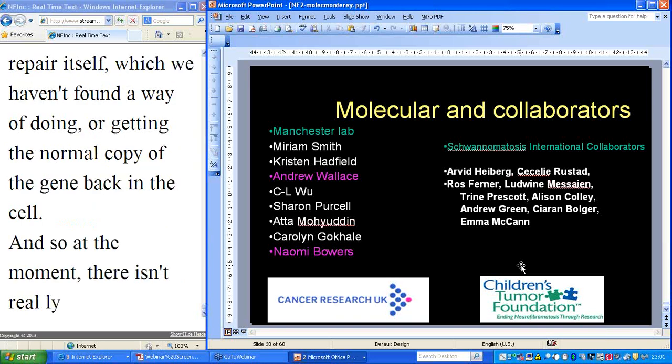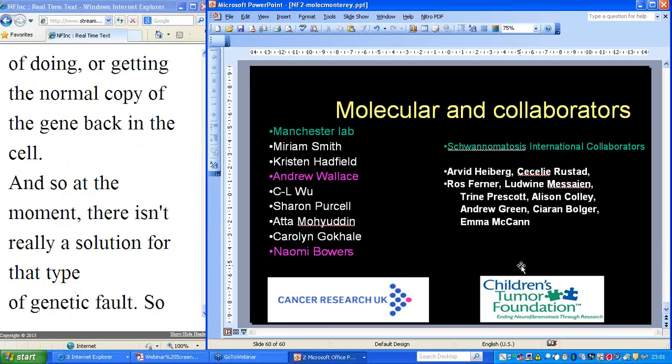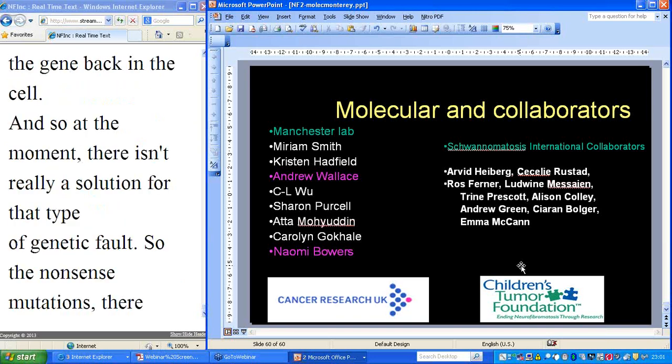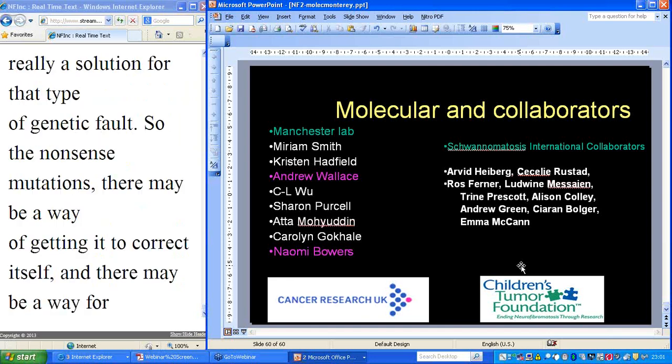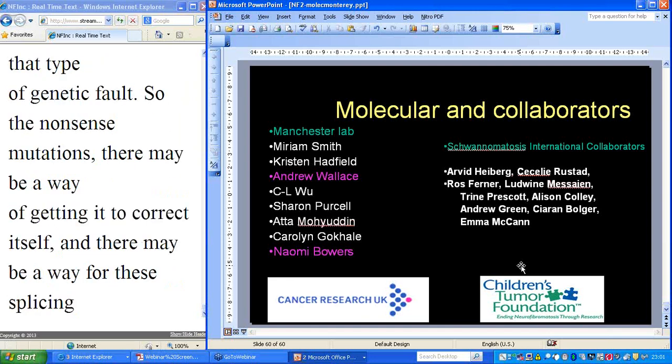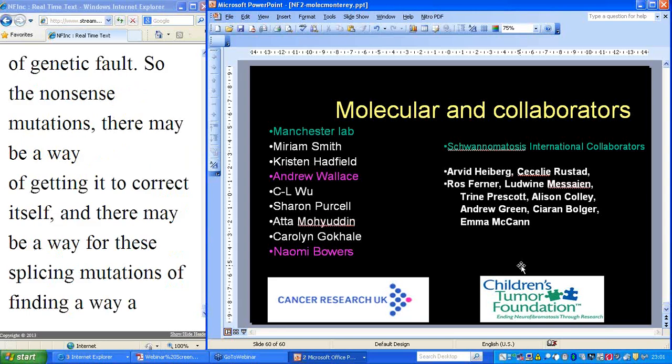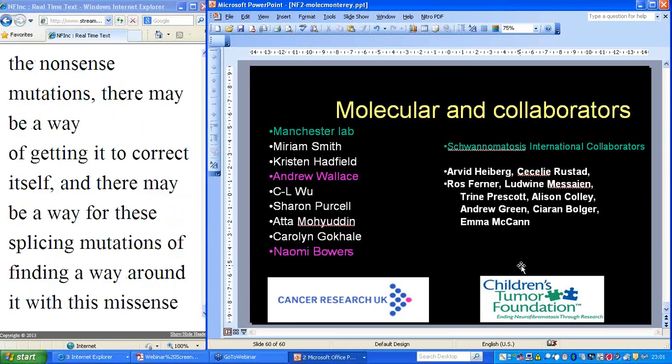So for nonsense mutations there may be a way of getting it to correct itself, and there may be a way for these splicing mutations of finding a way around it with this antisense morpholino.